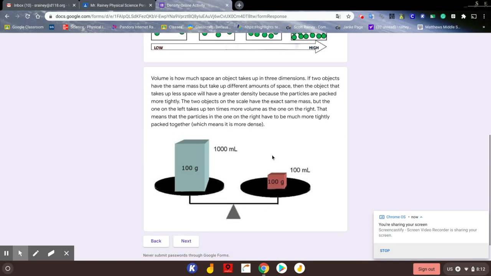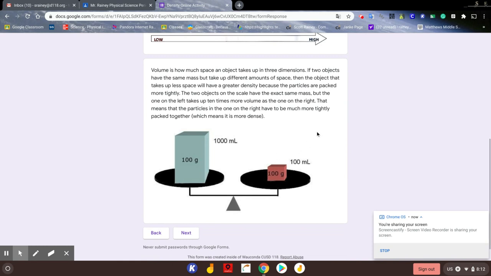Reminder, volume is how much space an object takes up in 3 dimensions, length times width times height. If 2 objects have the same mass but take up different amounts of space, the object that takes up less space will have a greater density because the particles are packed together more tightly.